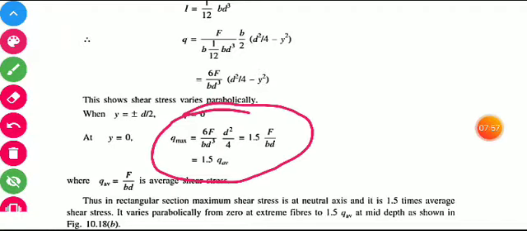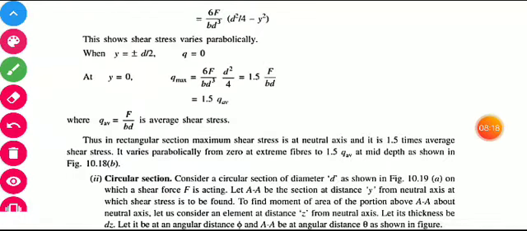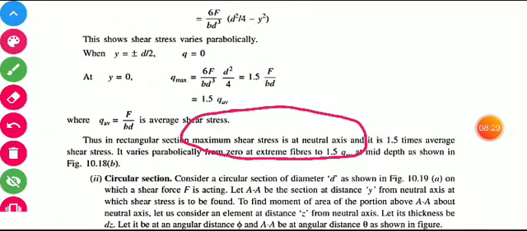This type of question is asked: in the rectangular section, what is the maximum value, how many times the average value, like 3 by 2, 4 by 3, or 1 by 2. The correct answer is 3 by 2, that means 1.5 times the q average. It is summarized here: in the rectangular section, the maximum shear stress occurs at the neutral axis, not at the top and bottom of the section.